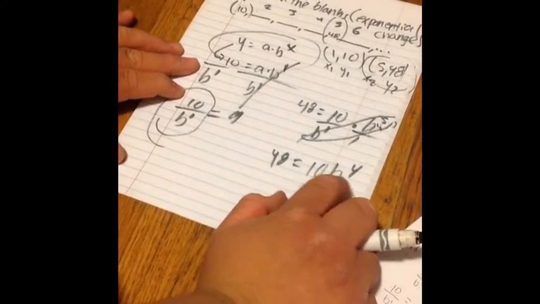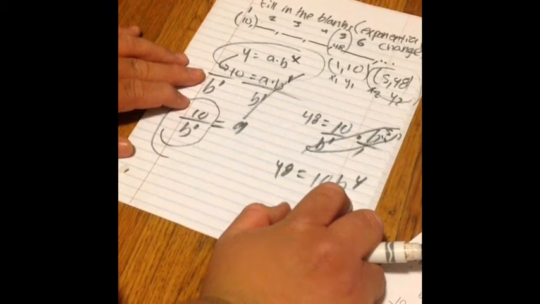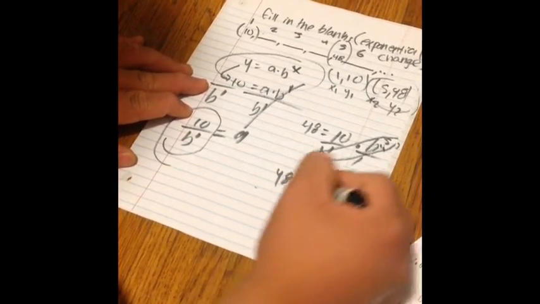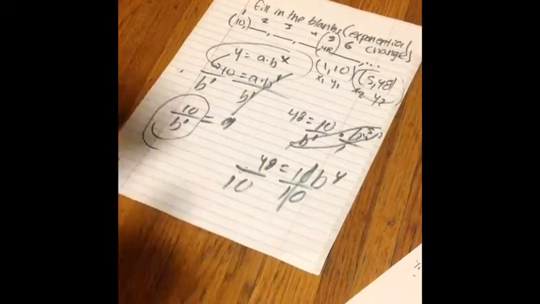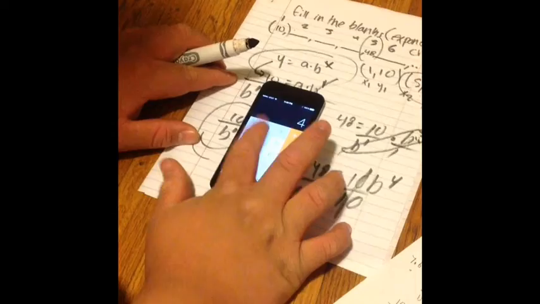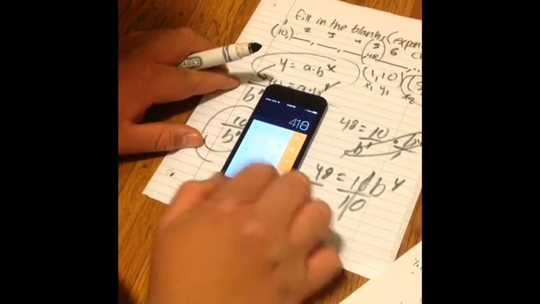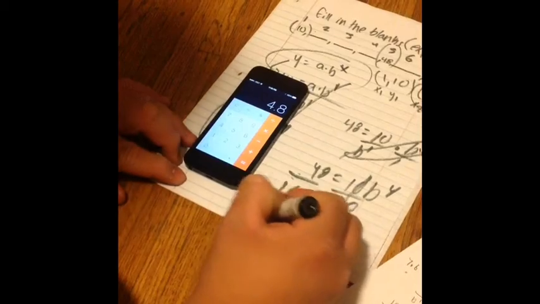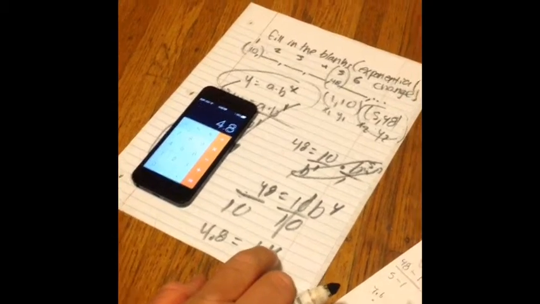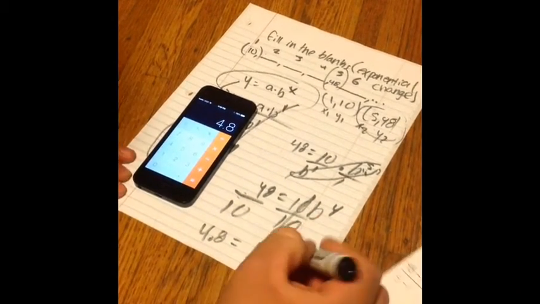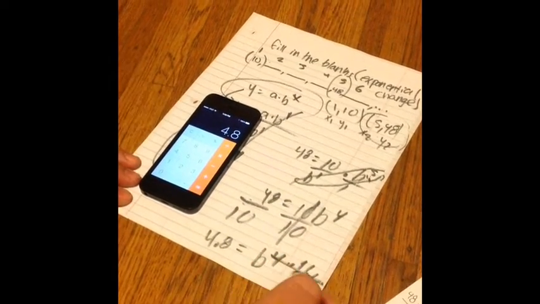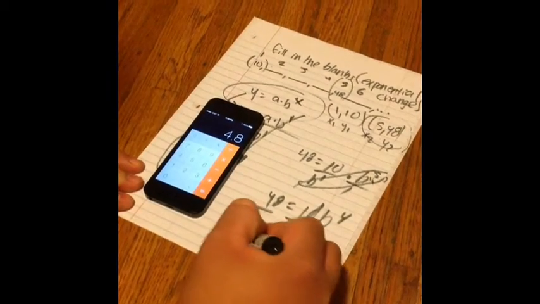What you do here is that you want to get b by itself, right? So you divide by 10 on both sides. This cancels out, and then 48 divided by 10. If you don't want to use your head right now, you could use a calculator. 48 divided by 10 equals 4.8. So that's b to the power of 4. Okay, but don't think you're finished with b, because you cannot have b to the power of 4. So what you do here is you multiply by the reciprocal. So 4 times 1 over 4. This cancels out, and what you do to one side, you do to the other side. So 4.8 to the power of 1 over 4.